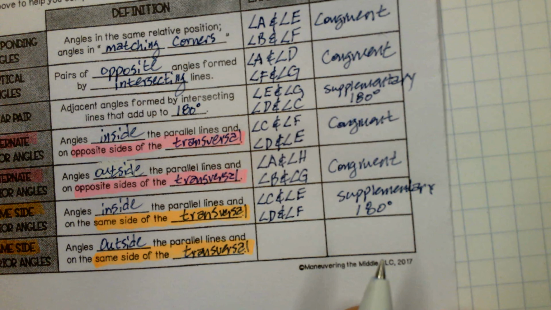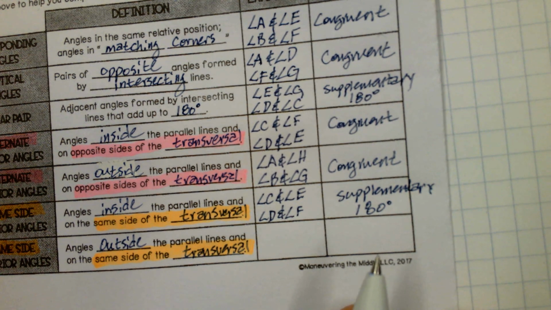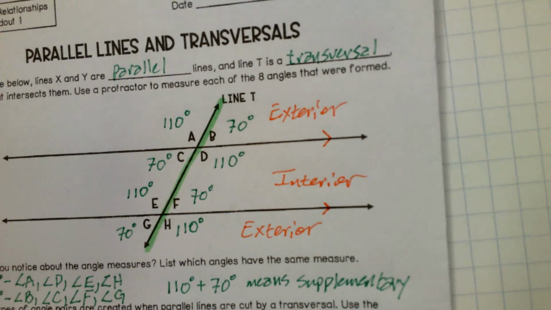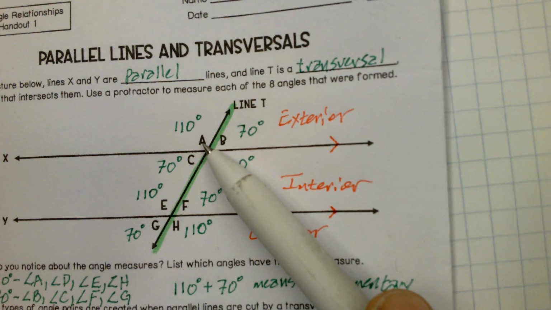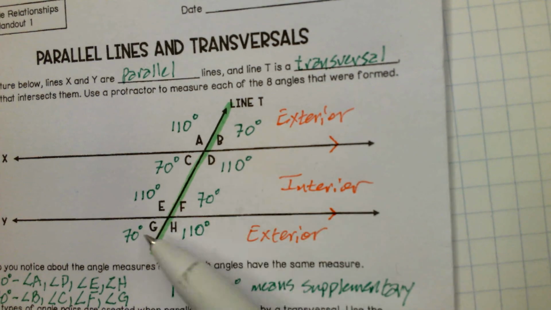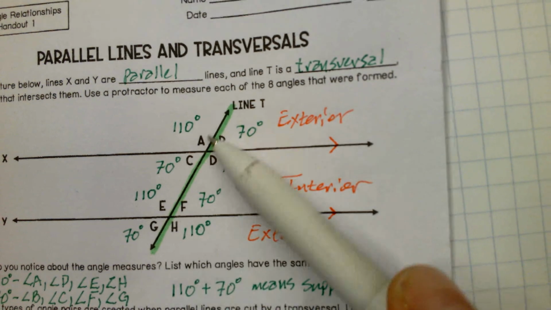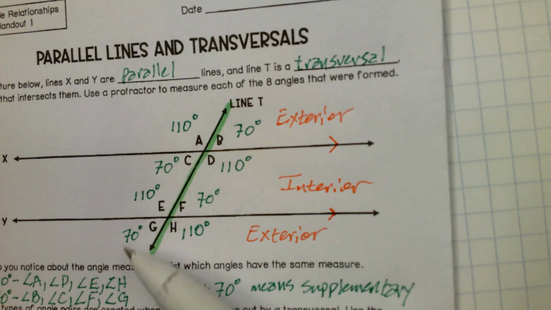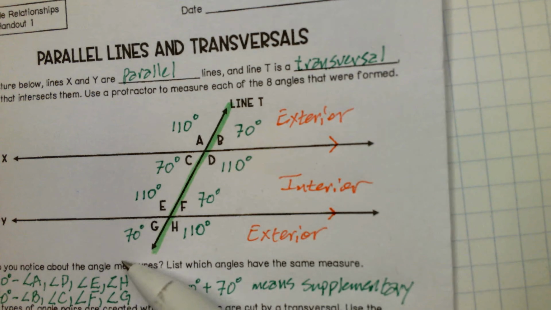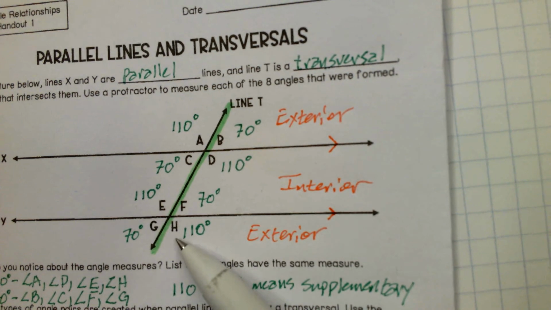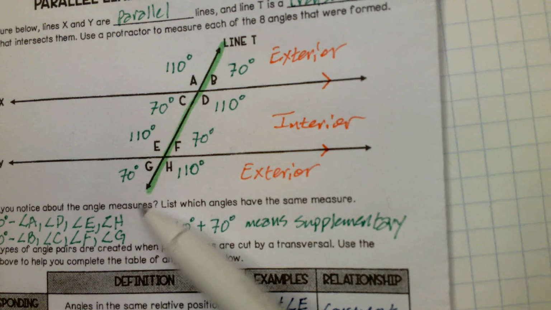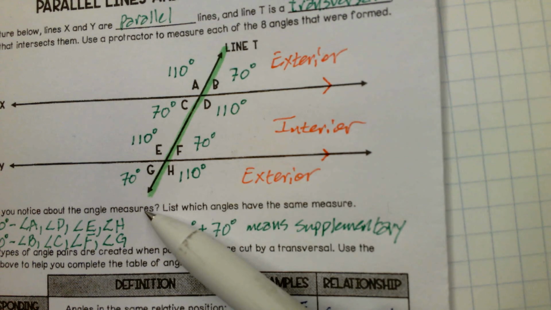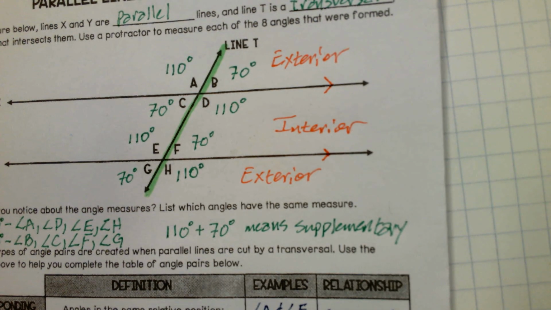A, B, G, and H. So they have to be on the same side of that green line I have. But they have to be on the outside. So what's same side exterior to angle A? A and G, right? They're both on the same side of this green line, and they're both on the outside. Do you see they add up to 180? What's on the same side exterior to angle H? H and B. Again, same side of this transversal line, and they're on the outside, and they're supplementary as well.